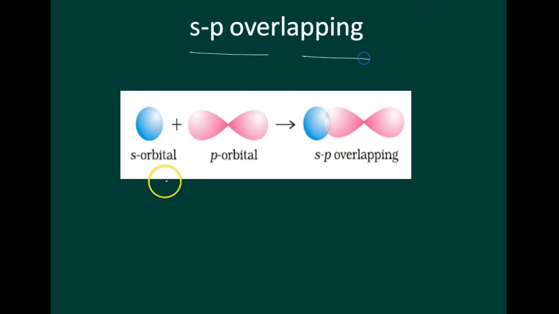Next is sp overlapping. This is the s orbital and this is the p orbital, which forms an sp overlapping. This type of overlap occurs between half-filled s orbitals of one atom and half-filled p orbitals of another atom, forming the sp overlapping.